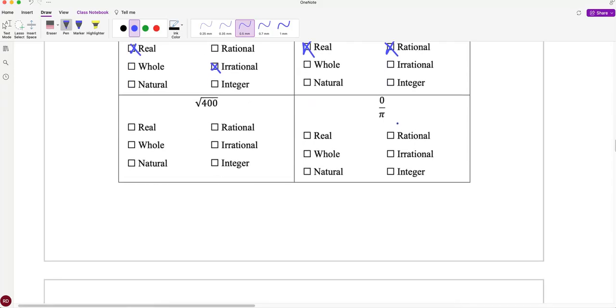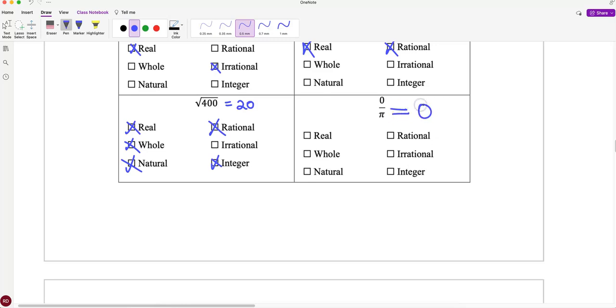The square root of 400. Is there a number you can multiply by itself and get 400? On your calculator, you've got a square root button. You could put in the square root of 400 and you're going to get 20 because 20 times 20 equals 400. So this number is real. It's whole. It's natural. It's rational. And it's an integer.